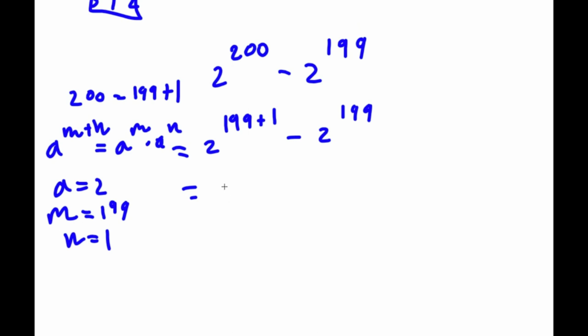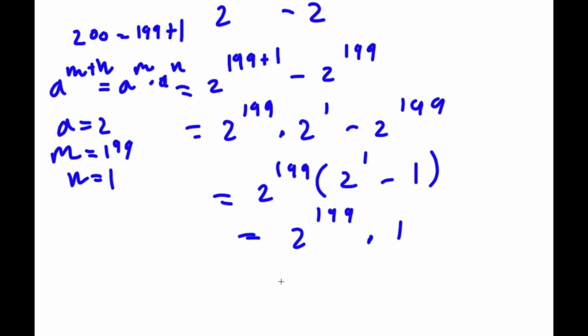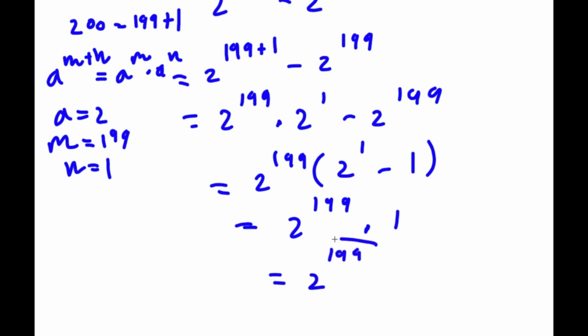So this would be equal to a to the power of m, so 2 to the power of 199, times a to the power of n, so 2 to the power of 1. We are subtracting 2 to the power of 199. Now if I factor out 2 to the power of 199 from this, I get 2 to the power of 199 times 2 to the power of 1 minus 1. This is equal to 2 to the power of 199 times 2 to the power of 1 minus 1, which is simply 2 minus 1, which is 1. And this means our answer is 2 to the power of 199.